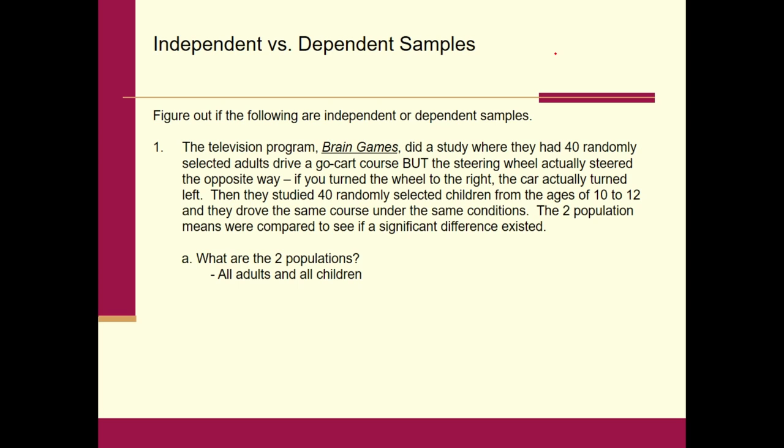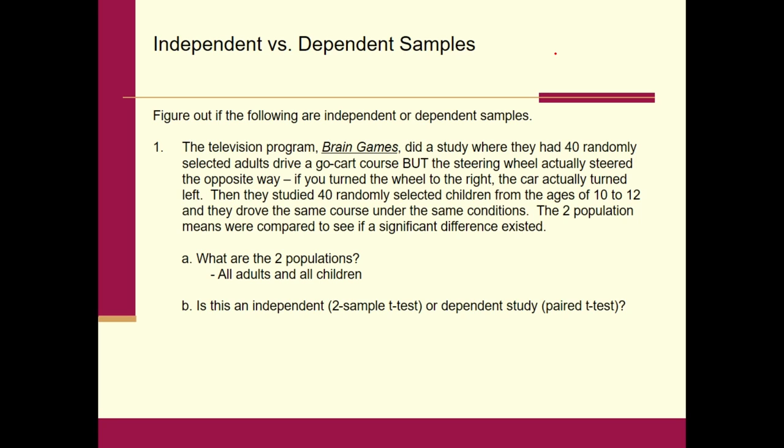So what are the two populations? We have all adults, who in this case were probably already driving. That was the whole point: we want to compare adults that were driving versus all children that were not of driving age, but old enough to get into a go-kart. I kind of simplified the answer there, but you see what I mean. So is this an independent two-sample t-test, or is this the dependent study where we're going to do a paired t-test? What do you think?